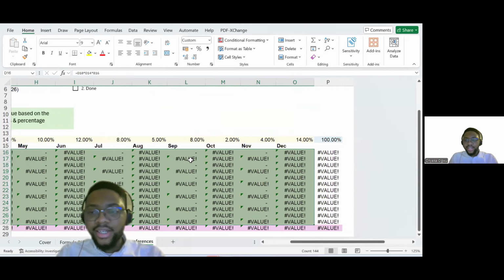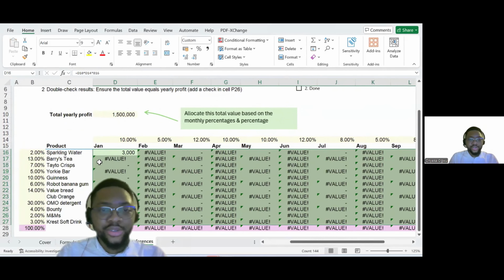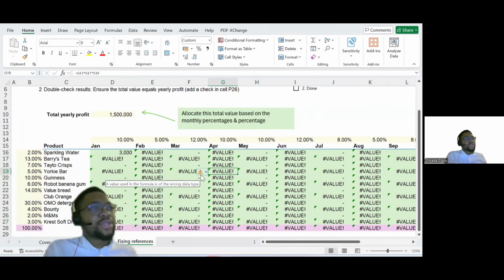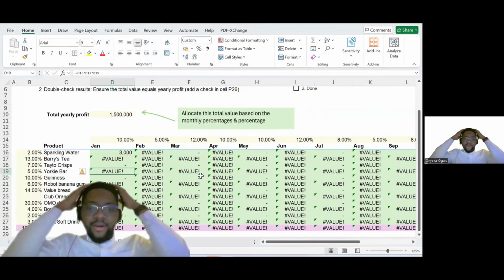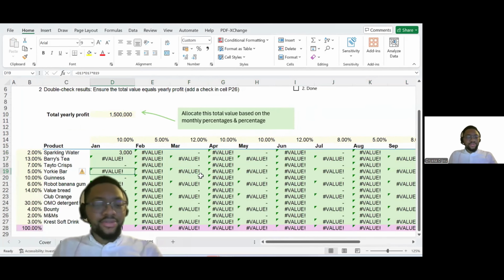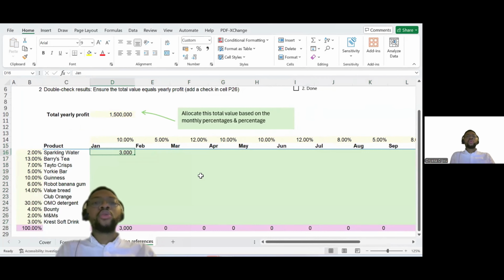You can see that it's obviously wrong. I'm having values everywhere, right? I'm like, oh my God, what's happening? My Excel is giving me rubbish, right? So I Control Z. So we know that this is wrong.